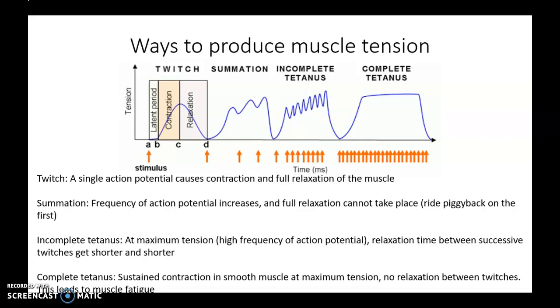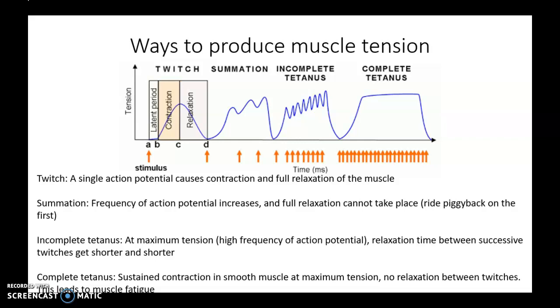All right, class. So now we are going to talk about different ways to produce muscle tension. We will focus on the graph. If you look at the graph on the x-axis, there is time in milliseconds. And on the y-axis, we have tension, or the force of muscle contraction.